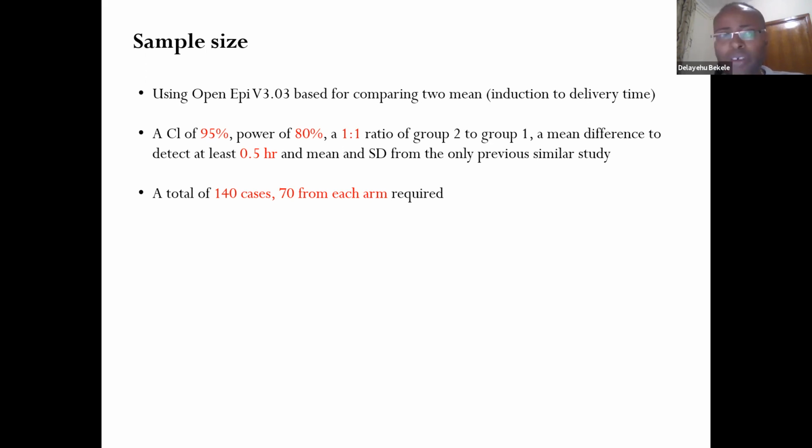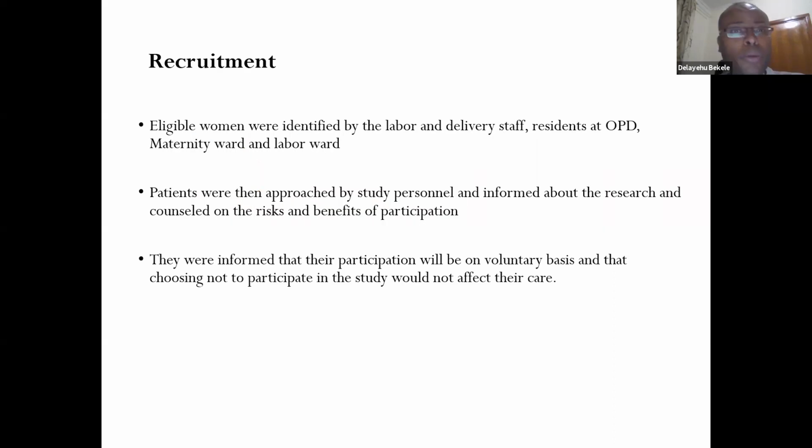to delivery time. So eligible women were identified by the labor and delivery staff, residents at OPD, maternity ward and labor ward. Patients were then approached by study personnel, informed about the research and counseled on the risks and benefits of participating in the study. They were informed that their participation would be voluntary, and choosing not to participate in the study would not affect their care.